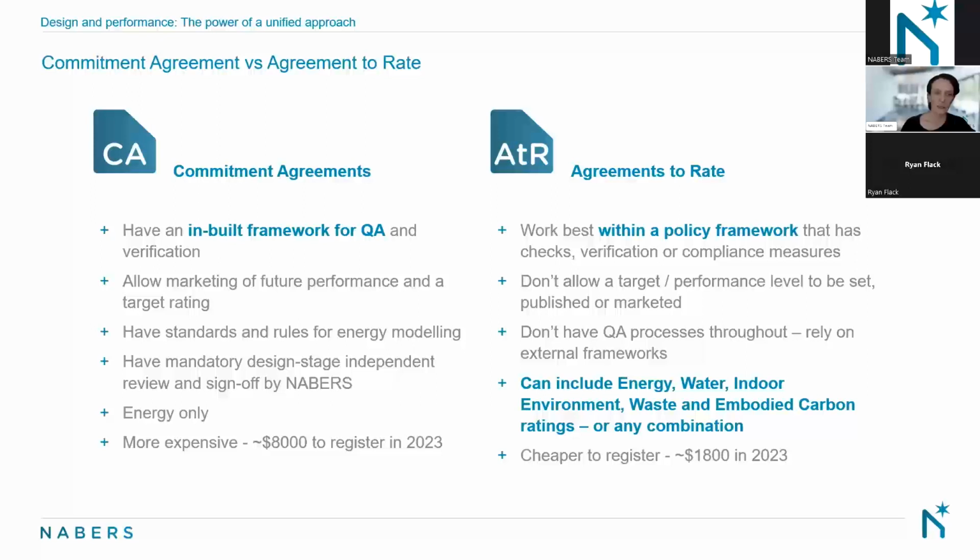So obviously commitment agreements have standards and rules for energy modelling that are reviewed and signed off before construction can begin, while agreements to rate rely on external processes. The downside of a commitment agreement is that it's currently energy only and it is more expensive because of those frameworks, whereas an agreement to rate can include energy, water, environment, waste, embodied carbon, or any combination of them. So you can get a much broader scope, and they are cheaper to register for as well.